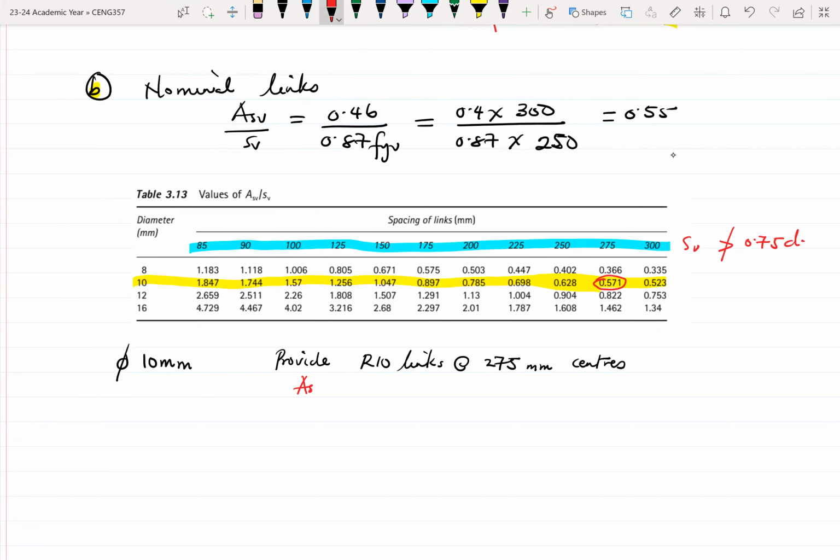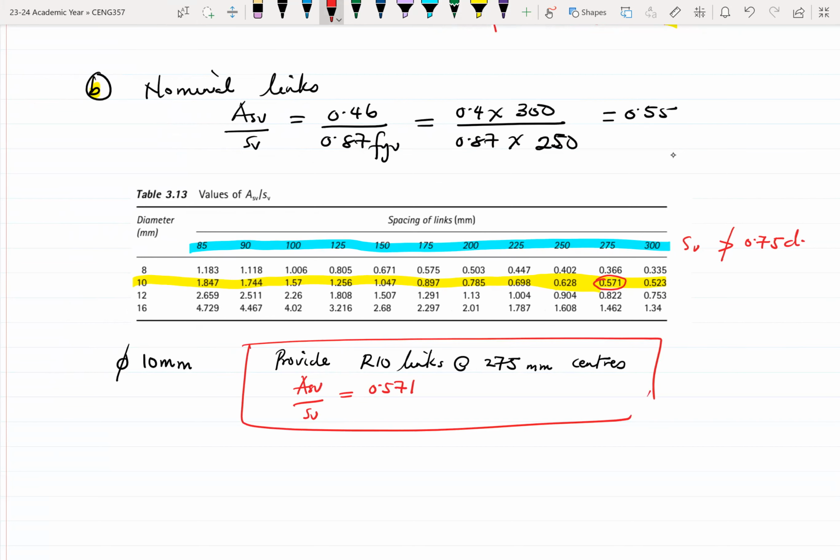So here our ASV over SV will be equal to 0.571, because this is what we provided. Even though this is what you calculated, once you choose your spacing, you have to tell us what the new ratio of the area of the links to the spacing would be. In this case, it's 0.571 from the table, straightforward.